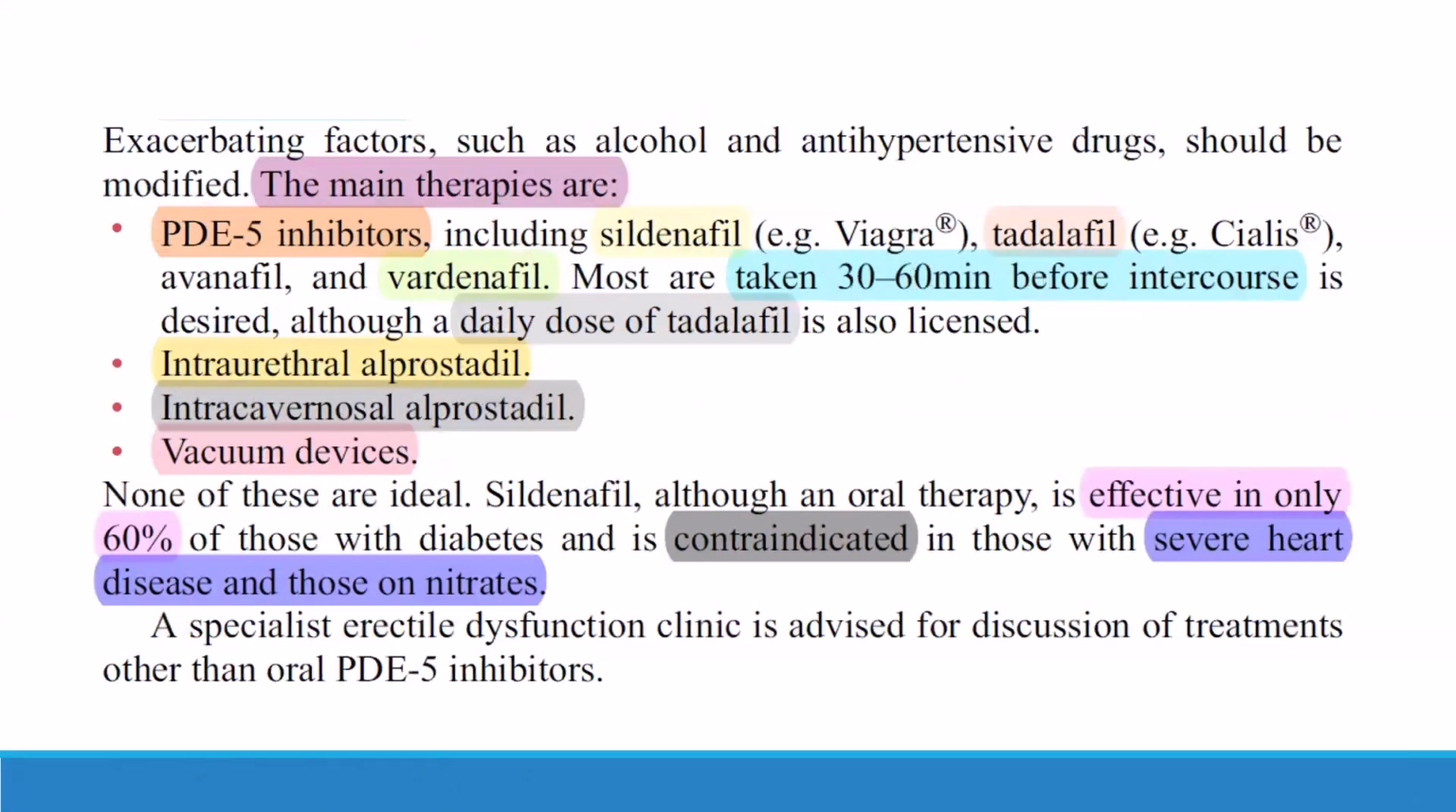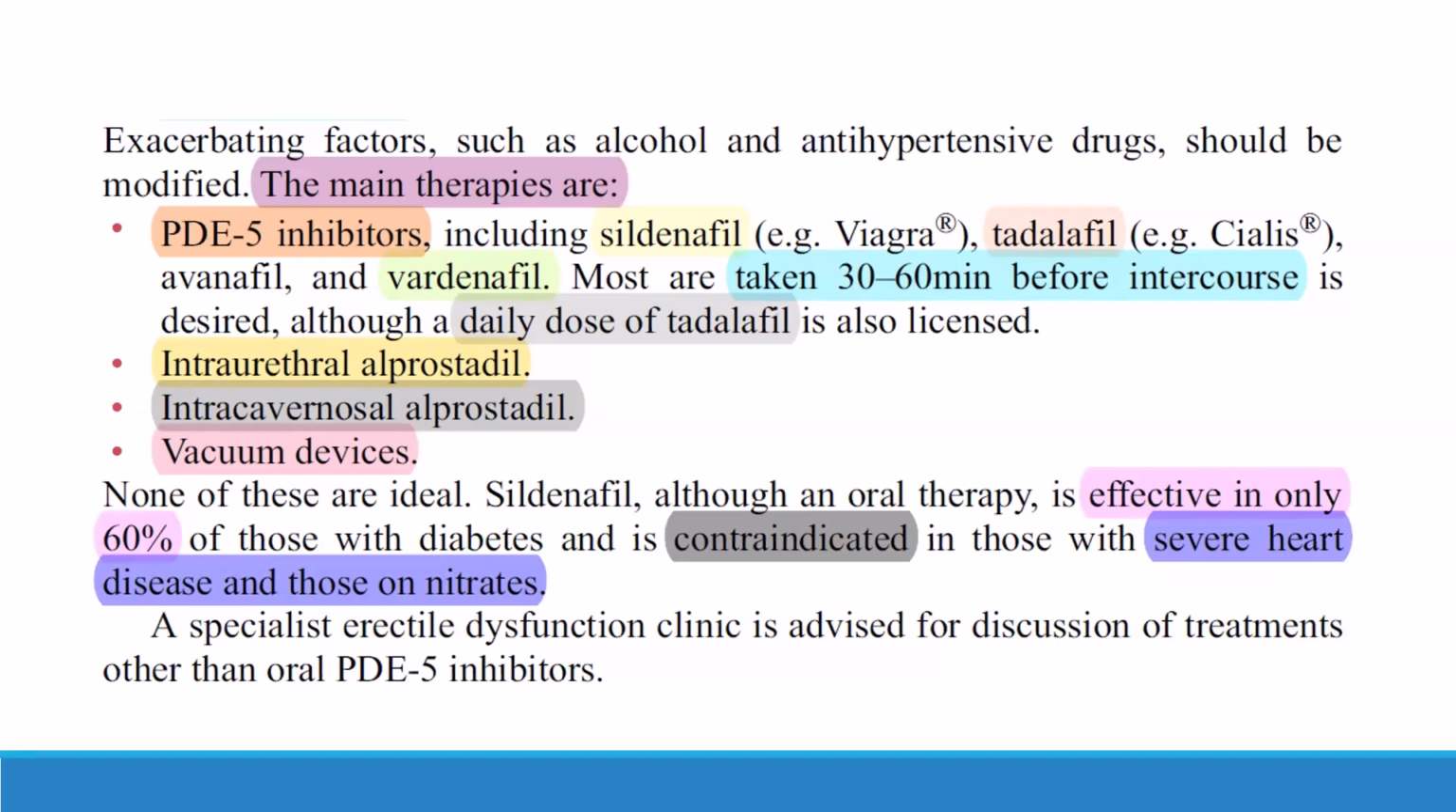Then a therapy for erectile dysfunction, we should start by phosphodiesterase 5 inhibitors like sildenafil, tadalafil, vardenafil, and most of them should be taken 30 to 60 minutes before intercourse, although daily dose of tadalafil is also approved. The second line is intraurethral alprostadil, then intracavernous alprostadil, then a vacuum device.